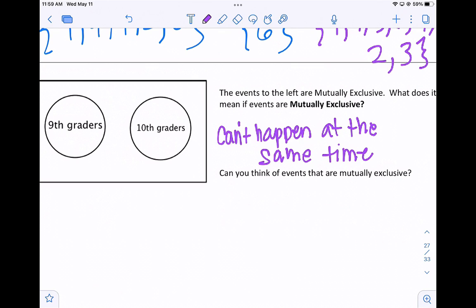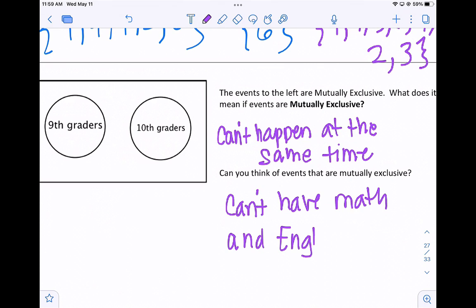So in class we talk about this. We might come up with things such as you can't be awake while you're sleeping. You can't drink and sneeze at the same time. Something like that. You can't have 2 first hours. So you can't have math and English first hour in the same semester. So mutually exclusive means they're totally separate from one another.